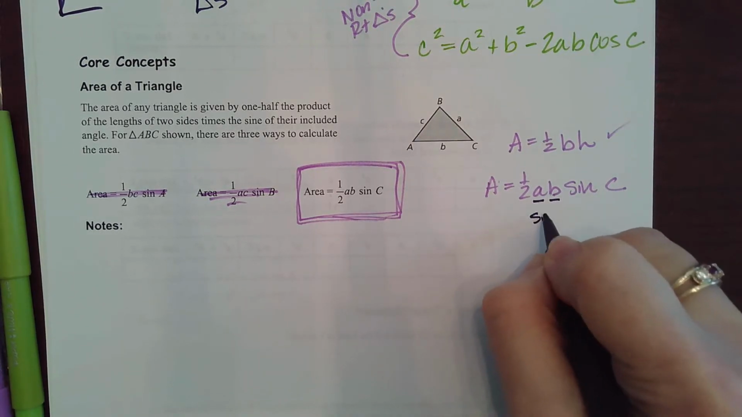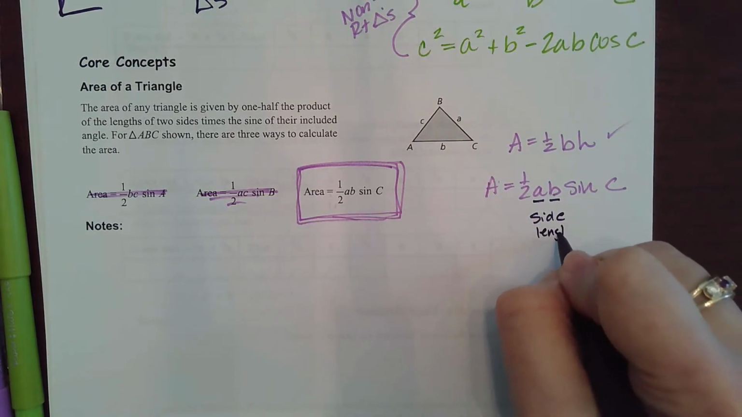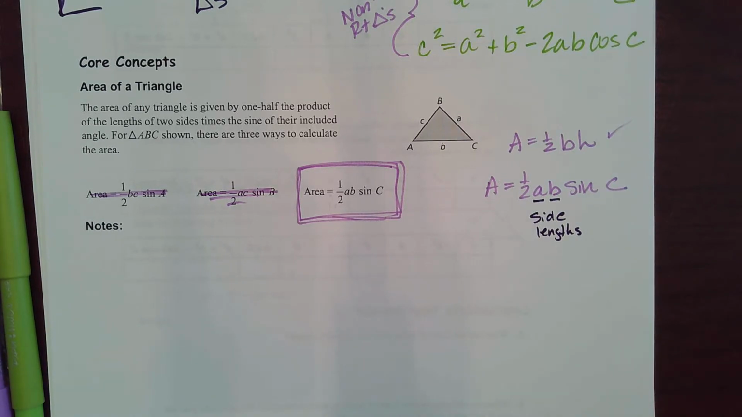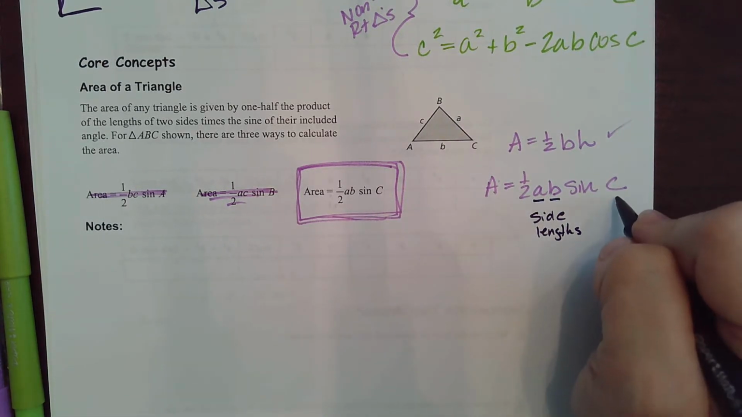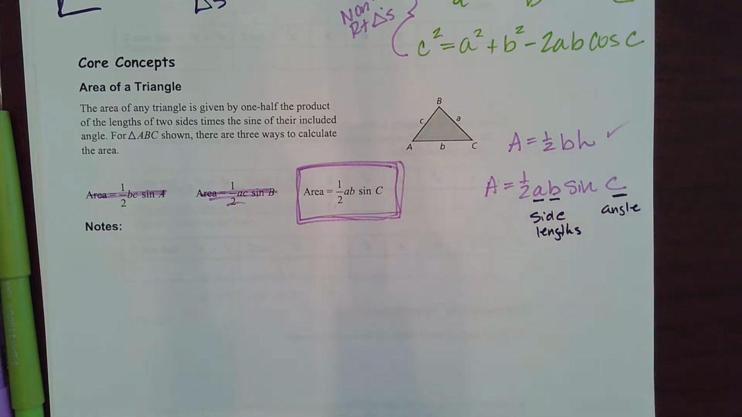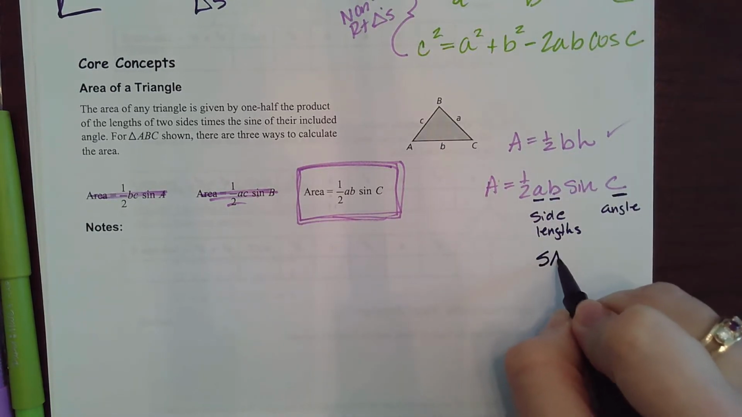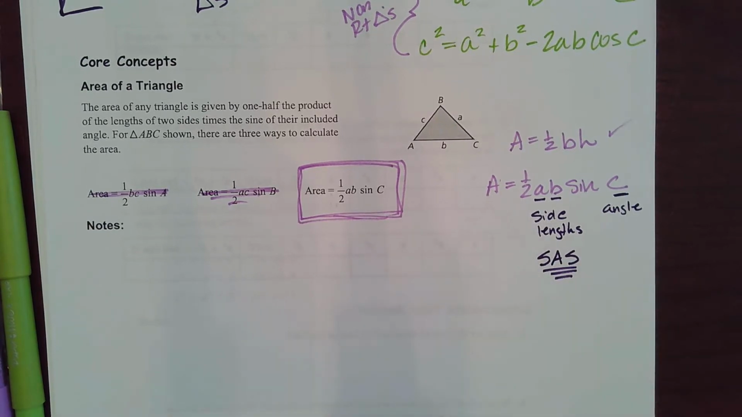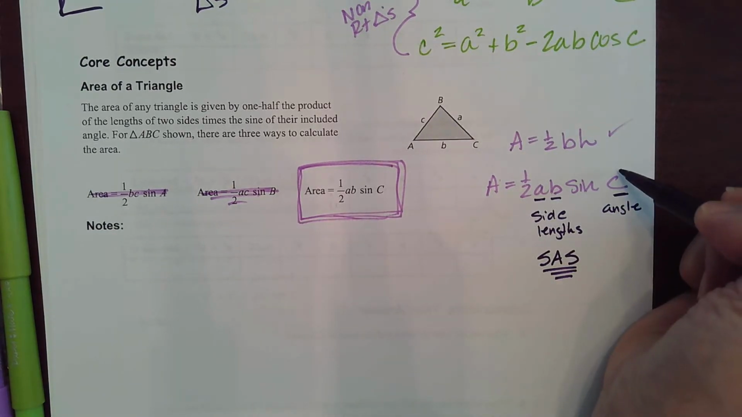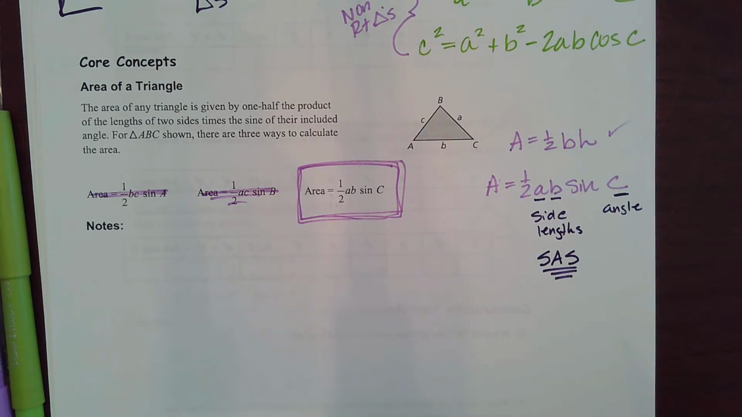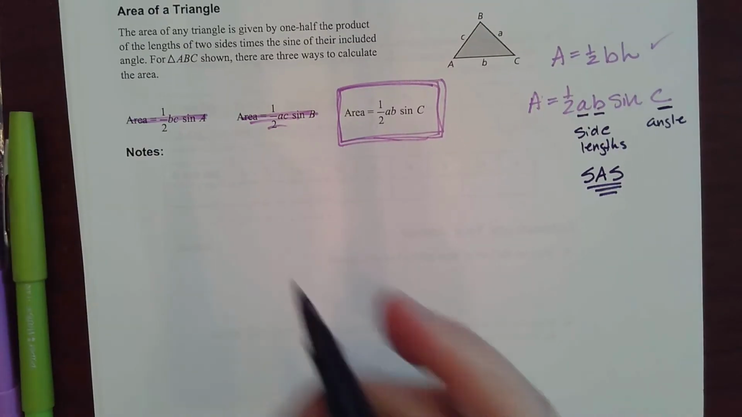a and b are side lengths. Okay, so again, you can notice that by the fact that they are lowercase letters. This is an angle because it's an uppercase, a capital letter. So what I want you to understand here is that these are 2 sides and an angle. This has to be a side-angle-side relationship, which means this angle has to be between the 2 sides. So we use this formula when we're provided a side-angle-side relationship. Let me give you an example.